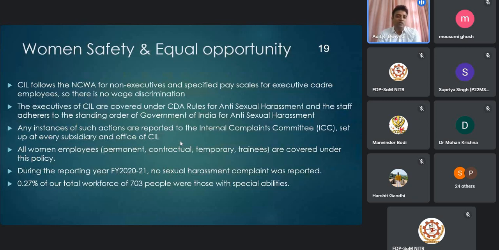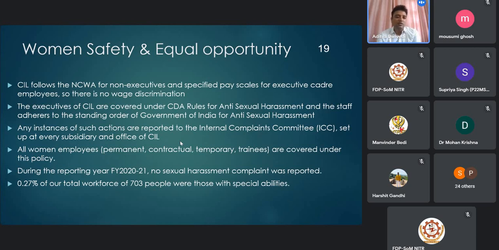Now, on women's safety and equal opportunity, CIL follows the NCWA for non-executives and specified scales for executives. Equal opportunity means there is no way we can discriminate against women based on gender, because the promotions and salary are decided based on the National Coal Wage Agreement for non-executive employees, and there are certain fixed scales for executive employees. So there is no chance of discrimination in payments.